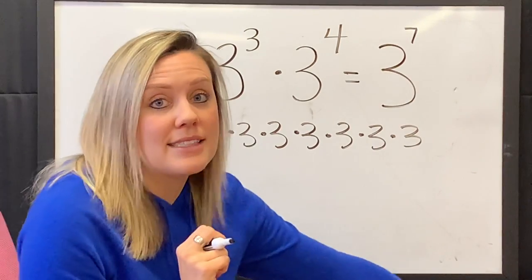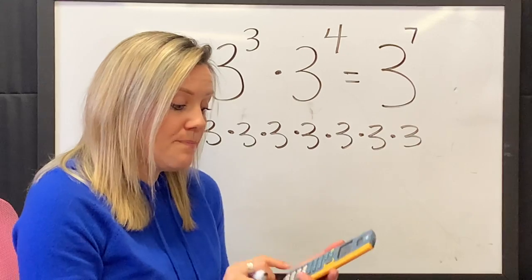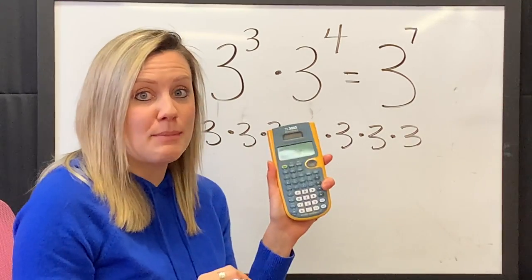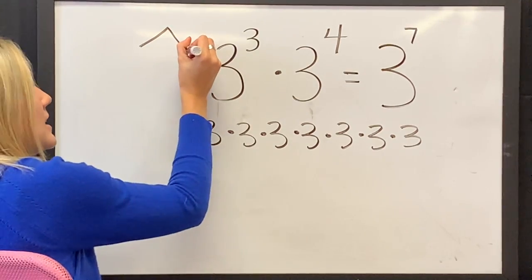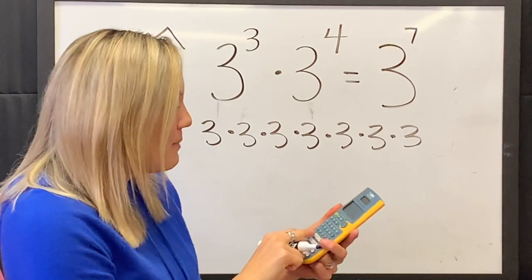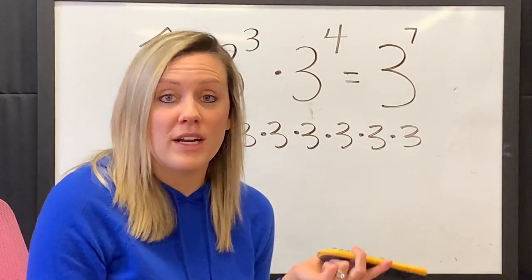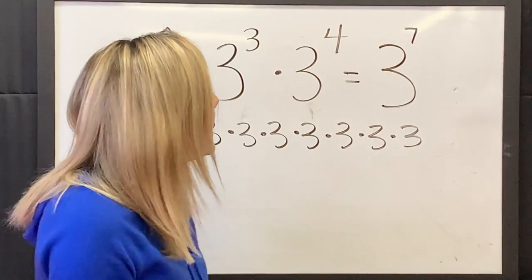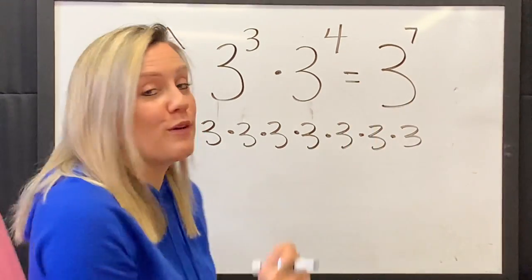Now, just like last time, if you want to find out what 3 to the 7th power is, I'm going to type a 3 into my calculator. Then I'm going to press that little arrow button that looks like that. That means to the power of. And then I'm going to type in 7 and press enter. And I get 2,187. But this is also the simplified answer in exponent form.